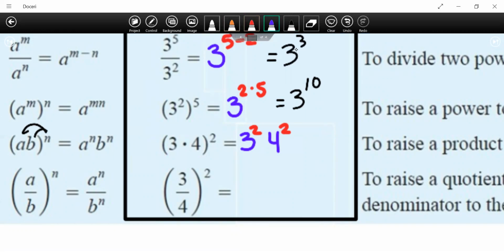Same thing applies when we have an exponent outside of a rational base. We want to be able to distribute that exponent to both the top and the bottom. So it'll be 3 squared over 4 squared. Good stuff?